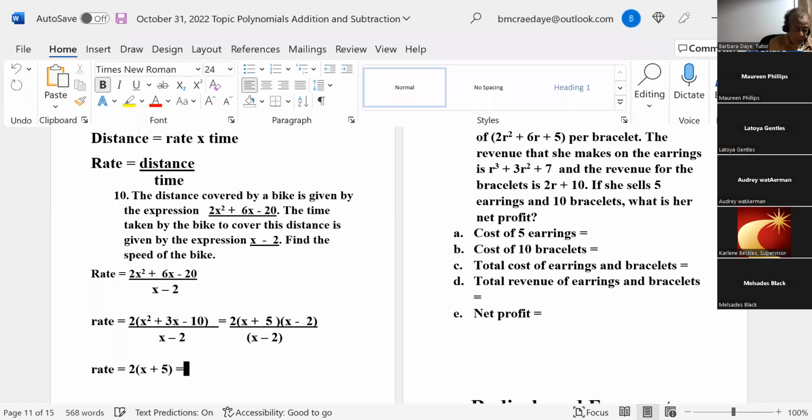And what is that equal to, Audrey? Multiply 2 by everything in the parentheses. What do you get, Audrey? 2x plus 10. That's it. Very good. Okay, Audrey, you got it. That's your answer.